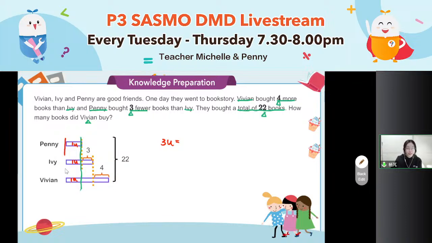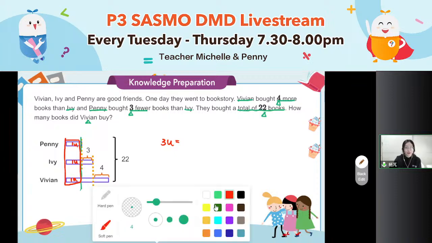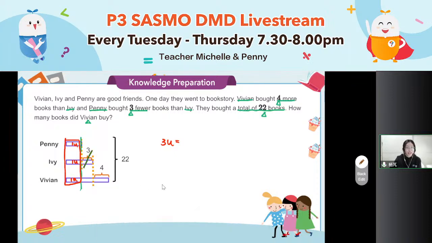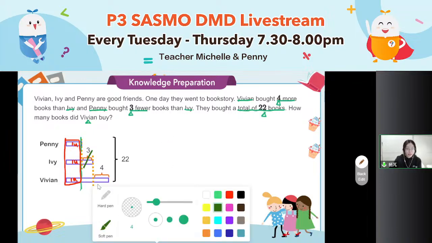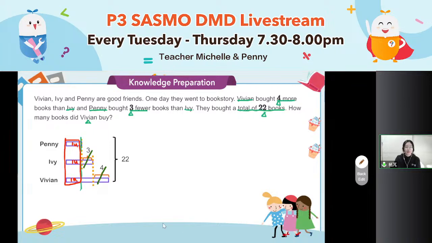If I just want to keep these 3 little units, that means I need to take away the extra part. Extra part 3, I take it away. And the extra part, this part is 4, I need to take away. But the problem is here. How many does this part be? You will find that they are the same. They have the same length, right? So this part is 3. I need to take away 3, take away 3, take away 4.